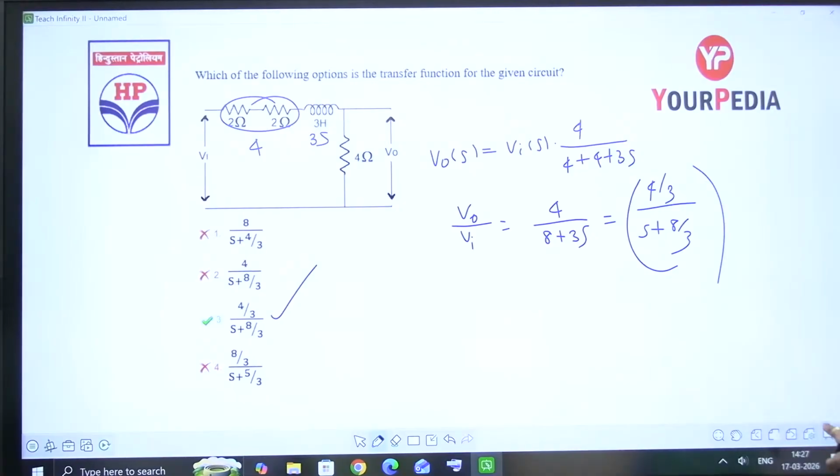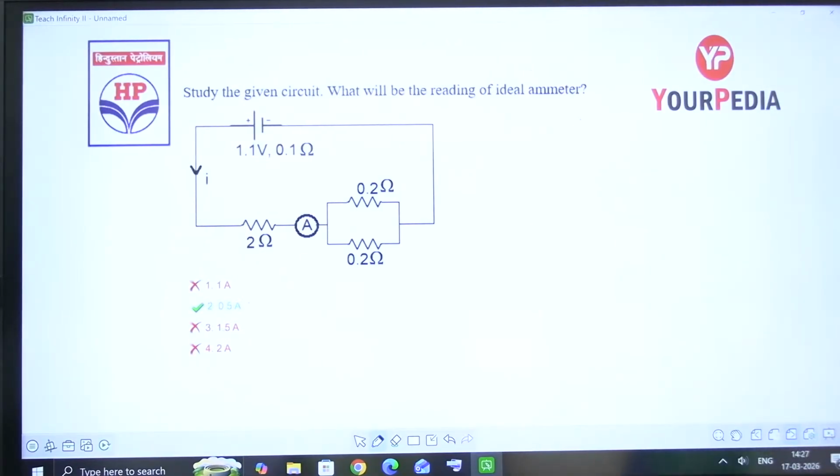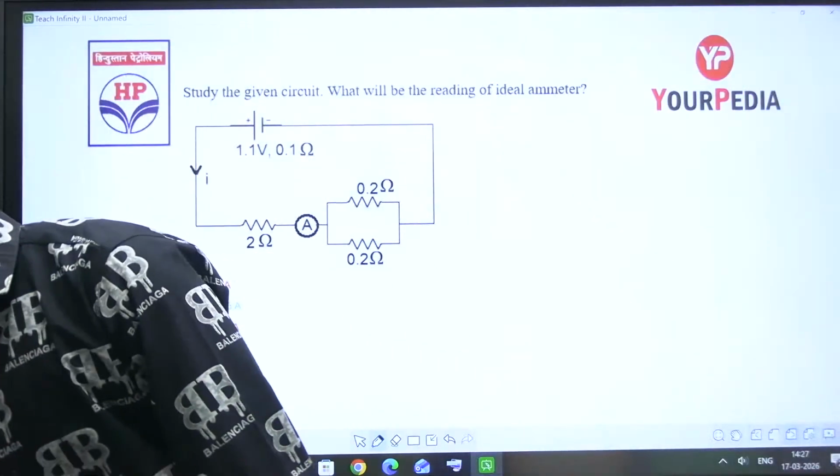Option is 3. Right? Next question. It is asking for the ammeter current reading. This is a very simple question. Try it for 1 minute, then I will solve. I'm giving you 1 minute of time. Please try it, all of you.